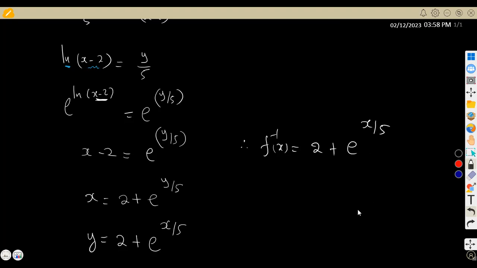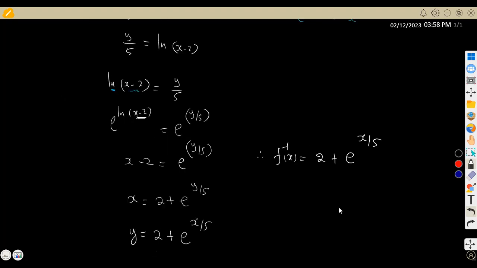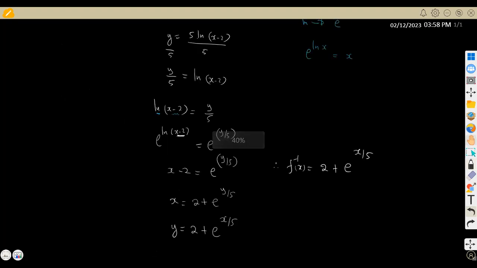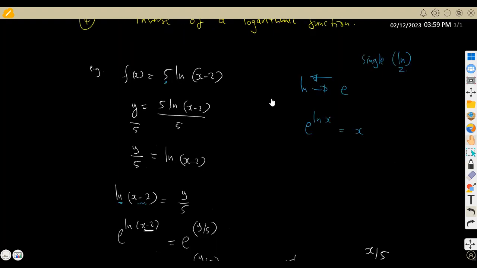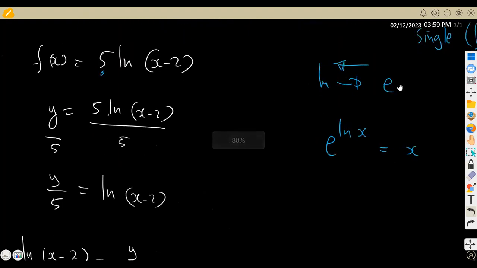So as you can see, like I was saying, the inverse of a log must be an exponential function, because we saw that when we determined the inverse of an exponential function, it gave us a log. So it's vice versa. All right, so that is what you're going to have.